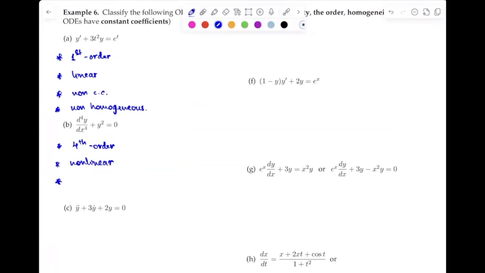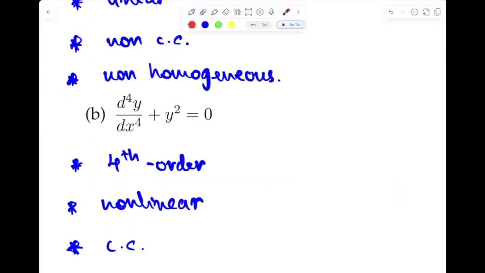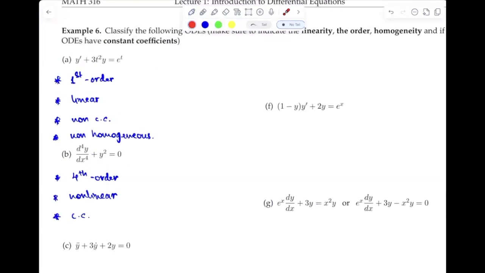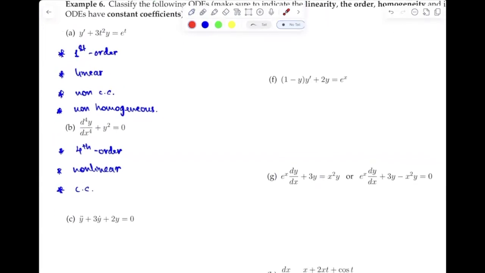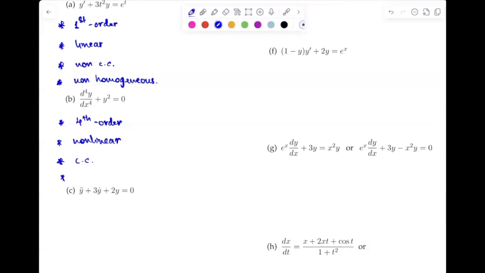Is this with constant coefficients or non-constant coefficients? This is with constant coefficients. Because again, take a look at this. This is the fourth derivative multiplied with 1 in front, so that is constant coefficients. Y squared is multiplied with 1 as well, so that's constant coefficients. So we classify this as constant coefficients. And all the dependent variable and its derivatives get set to one side of the equation, and on the other side you have 0, so this is called a homogeneous differential equation.